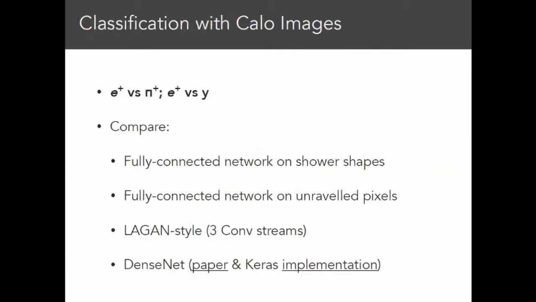Essentially, we want to start with classification, and we just want to quantify how well we can do on e plus versus pi plus versus gamma classification. We want to compare some basic benchmarks. We're not trying to do a full study here, but we want to train networks on raw pixel representations. We want to train them on shower shapes, which we heard about earlier in this track. We want to train a more traditional convolution style, inspired by our original paper on GAN jet images. And then we want to train a DenseNet, which is a new fancy way of having very parameter-efficient image models.